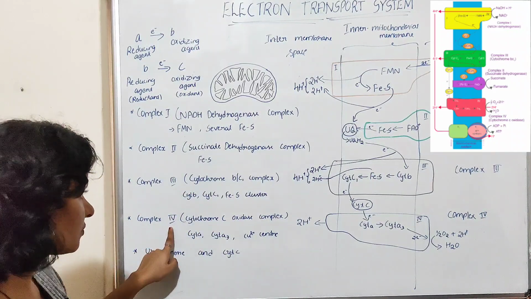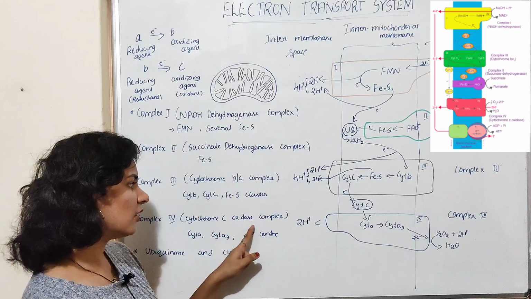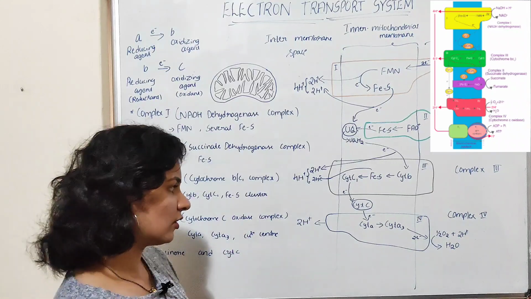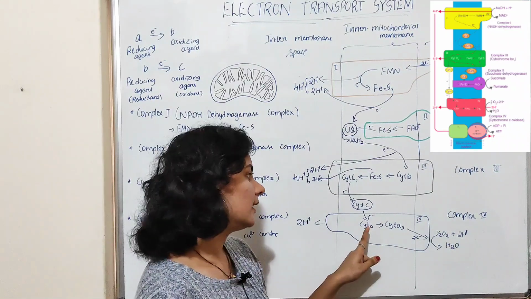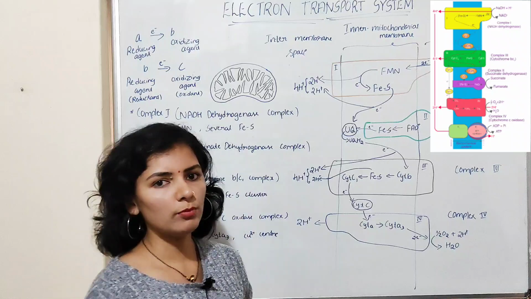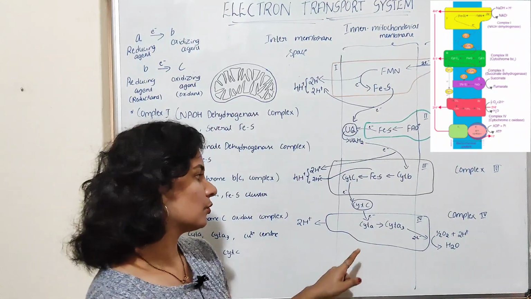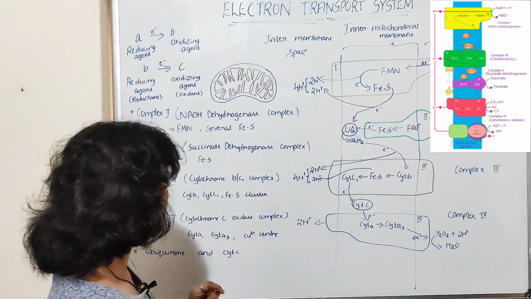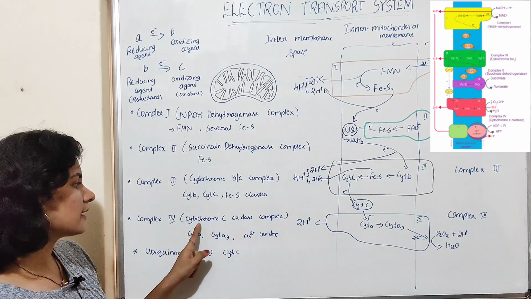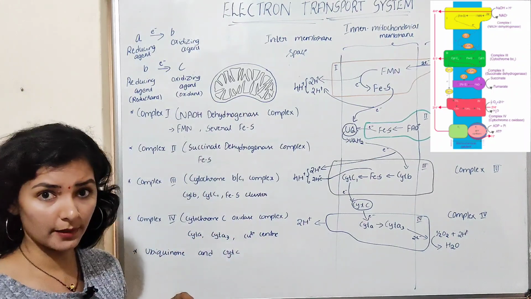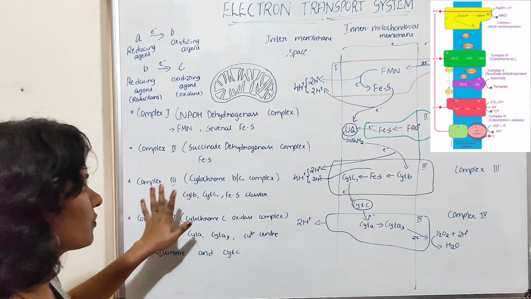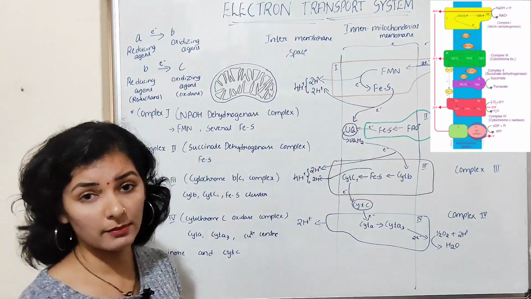Next one is complex 4, which is known as cytochrome c oxidase complex. It consists of again two types of cytochrome, that is cytochrome a and cytochrome a3. Each of these cytochromes has a copper center in it. So these two cytochromes group together to form complex 4 or cytochrome c oxidase complex. So that is about the 4 complexes which are present in the inner mitochondrial membrane.